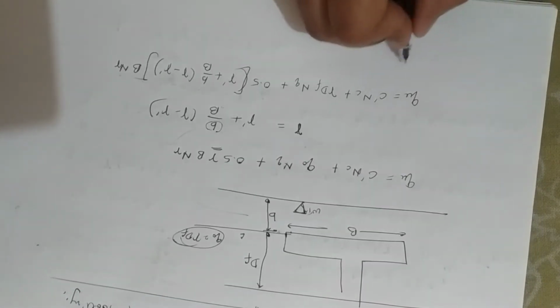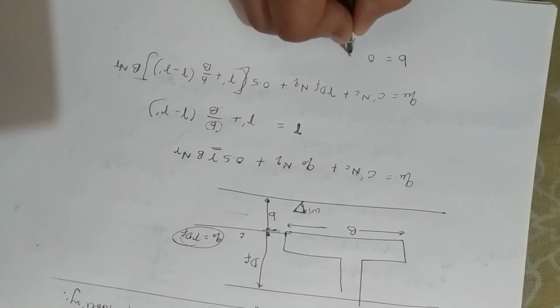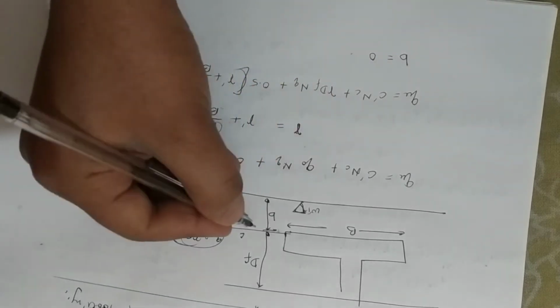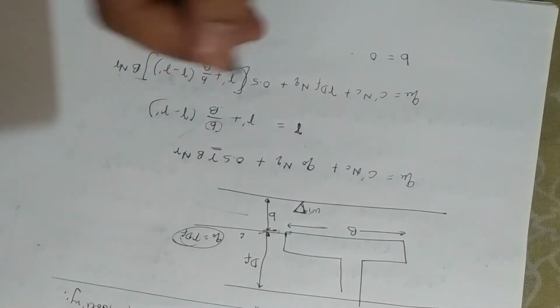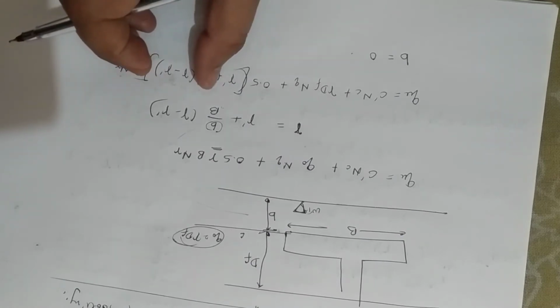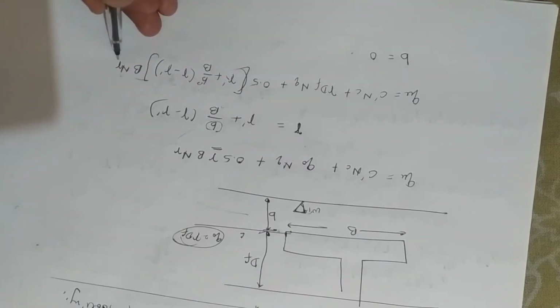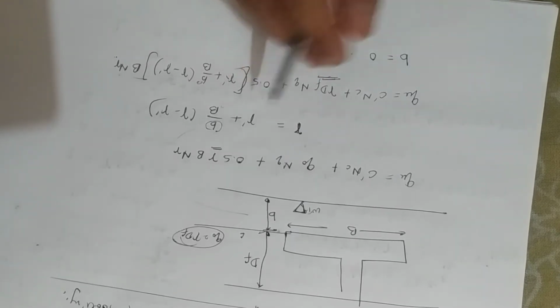If small b is considered as 0, means this water table reaches up to here, the equation becomes just like the above one. That is, if we put the value 0 here, this term becomes 0 and gamma dash B N gamma, and this becomes the same.